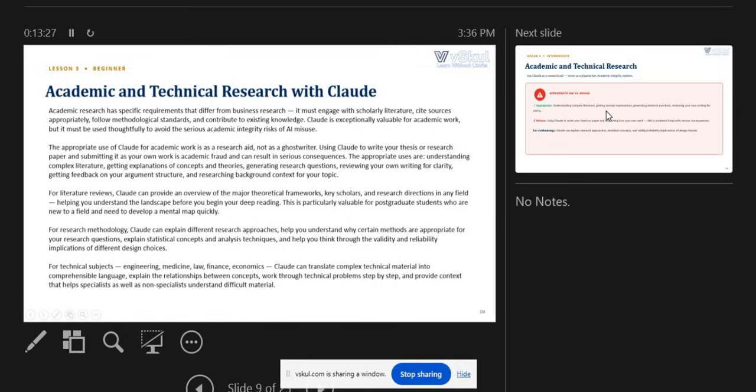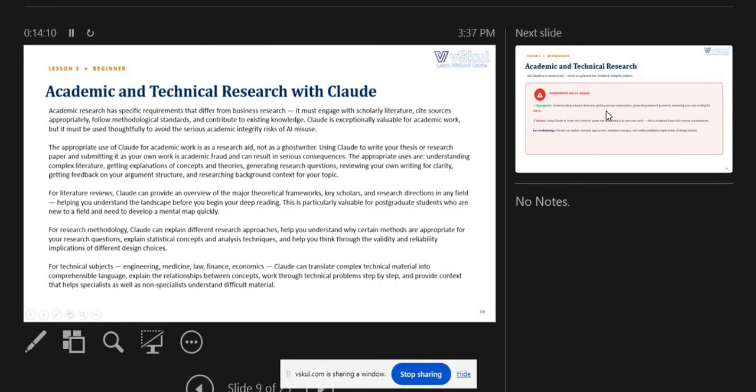And lesson 3 here focuses on academic and technical research with Claude. I know you're going to find it very useful, especially for those of us in the academic world. Yeah, so this is going to be very, very useful for us. Now it says academic research has specific requirements that differ from business. It must engage with scholarly literature, cite sources appropriately, follow methodological standards, and contribute to existing knowledge.